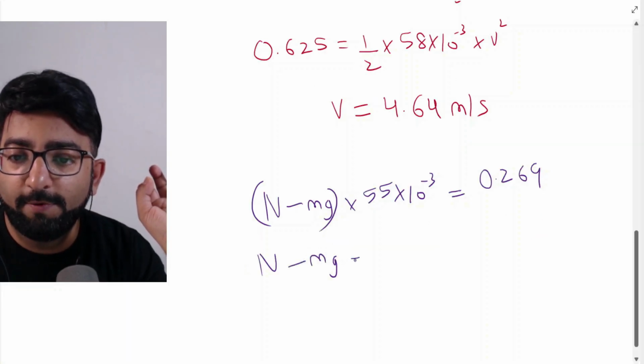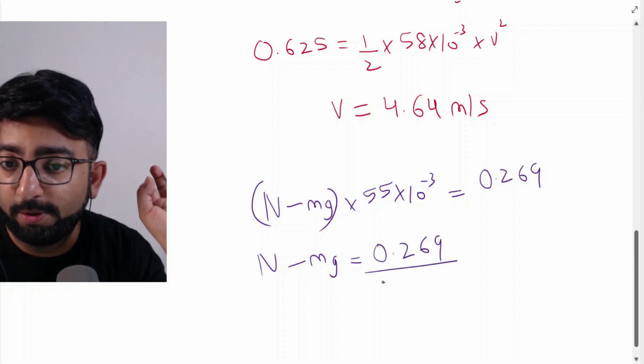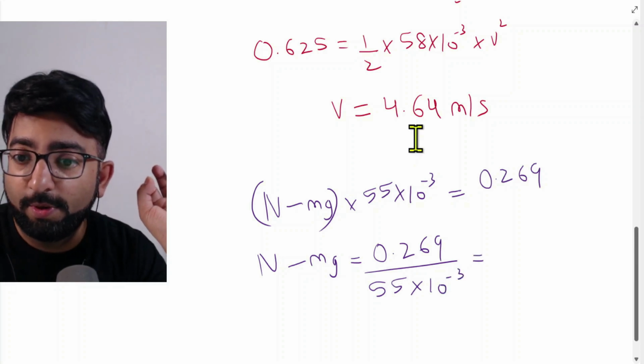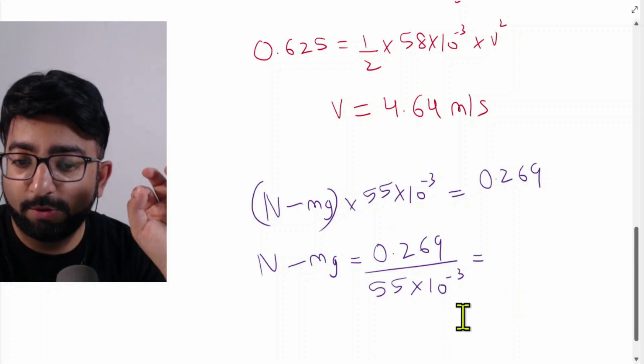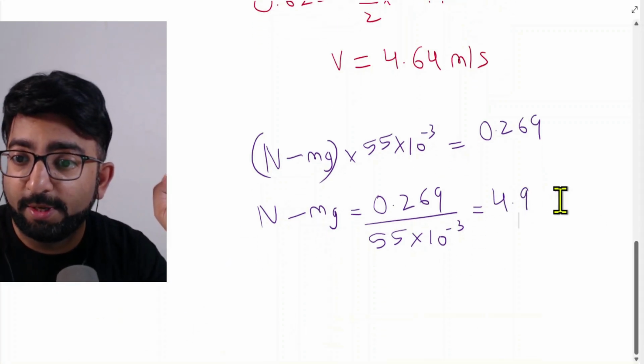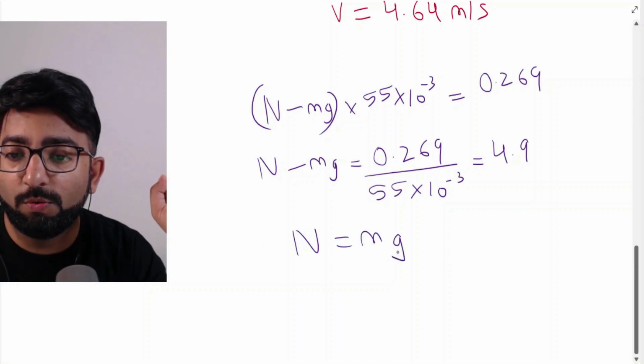N minus mg will become equal to 0.269 in the numerator, and in the denominator we have 55 into 10 to the power minus 3. So if we solve the right hand side of this equation, we will get 4.9. Hence, N minus mg is equal to 4.9, which we can write as N is equal to mg plus 4.9.